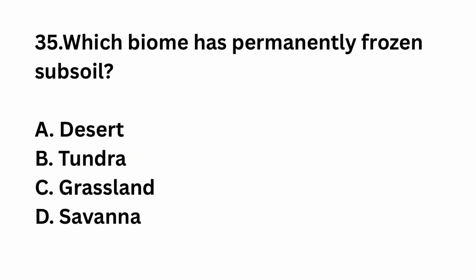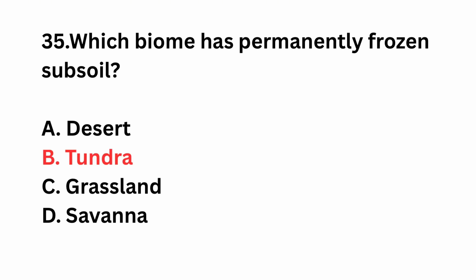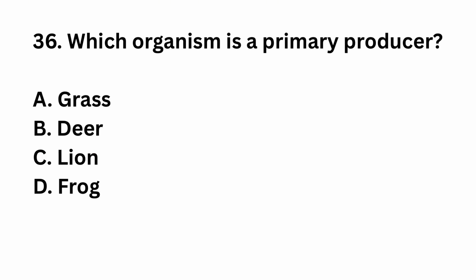Which biome has permanently frozen subsoil? Desert, tundra, grassland, savanna. The right answer is option B, tundra. Tundra contains permafrost. Question number 36.